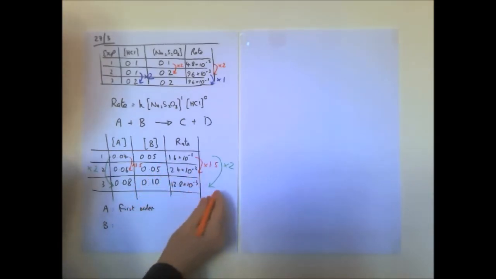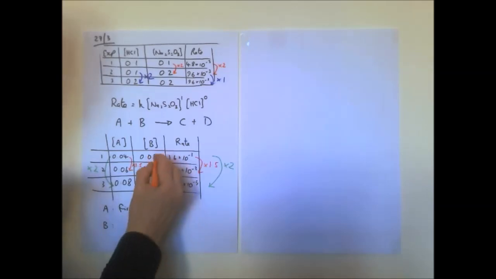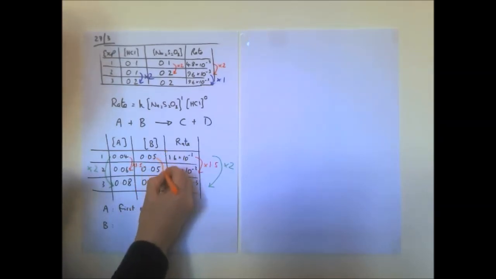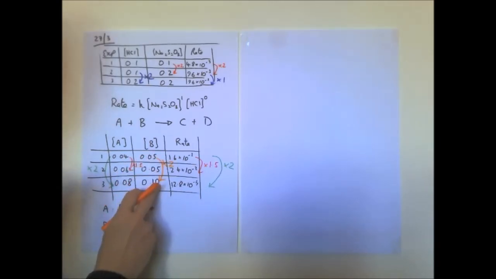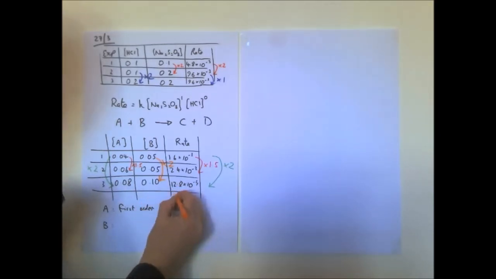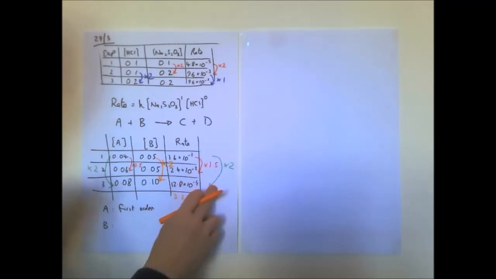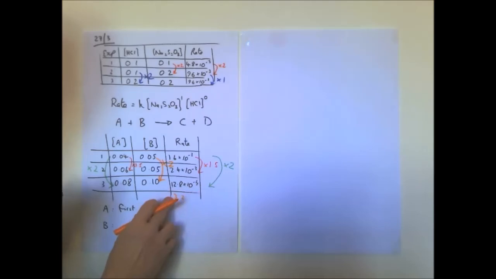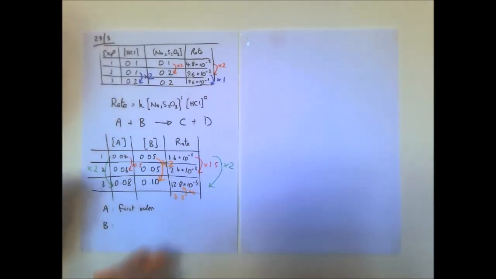But we've also changed B. And B has also doubled. So what effect has doubling B had on the rate? Well, we do expect the rate to be 3.2 times 10 to the minus 3, just as a result of doubling A. But on top of that, it's gone up to 12.8. Well, what's the difference there? Well, that's times 4. 3.2 times 4 is 12.8. In other words, doubling B has increased the rate by a factor of 4.